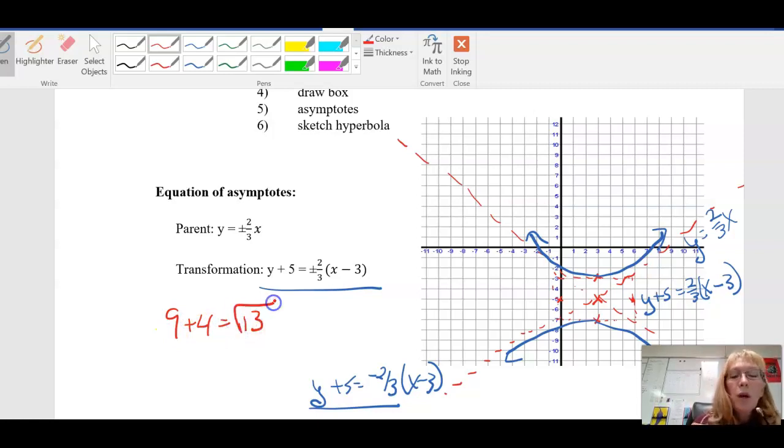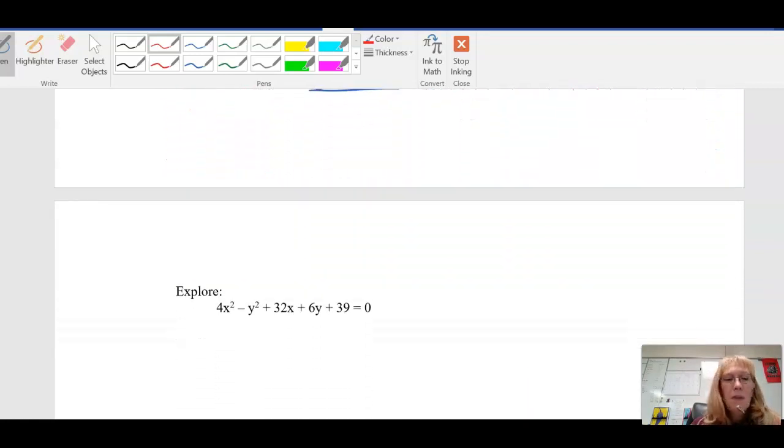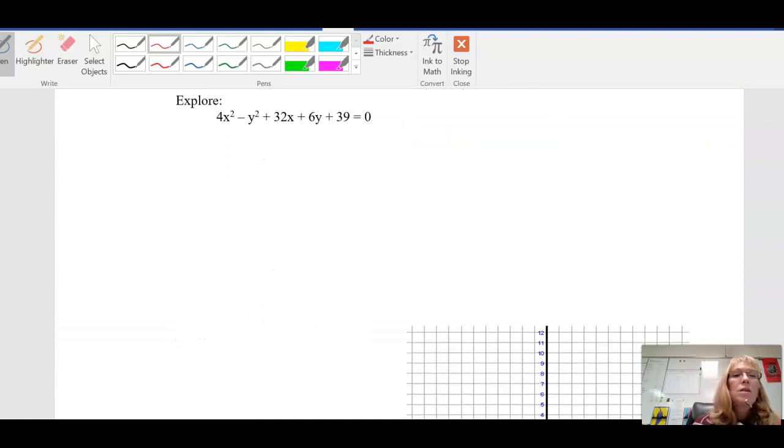So we have to move the square root of 13 from here. And the square root of 13 is about 3.6. So we're going to go from here up 3.6, 1, 2, 3.6, and down 3.6. And now you've sketched in your hyperbola. I hope you did a good job. Okay, pause and try yours.